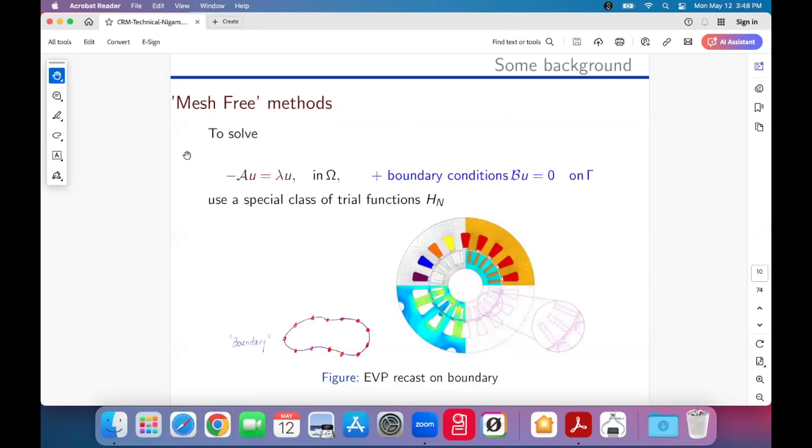But then there's the class of so-called mesh-free methods, or what I like to call the boundary-based methods, where I'm going to pick a very special class of approximating functions. So I'm going to insist that my resources are dedicated only to the red points on the boundary. Okay.